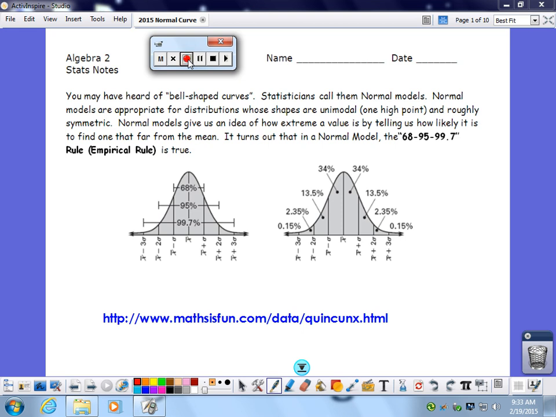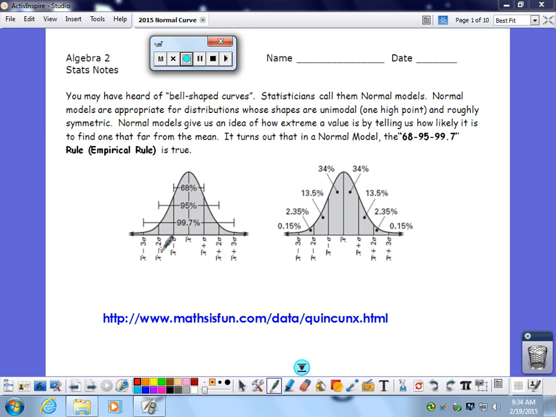All right, the normal model follows what we call the 68, 95, 99.7 rule. It's also called the empirical rule. So if we know we have a normal distribution, our percentages are going to follow that rule. So 68% of the data is going to be within one standard deviation of the mean. Your standard deviation is your scale. You talked about standard deviation in Algebra 1. So the mean is in the middle of our distribution, and then our scale is our standard deviation. So we add and subtract. Okay, so 68% of our data is going to be within one standard deviation of the mean.